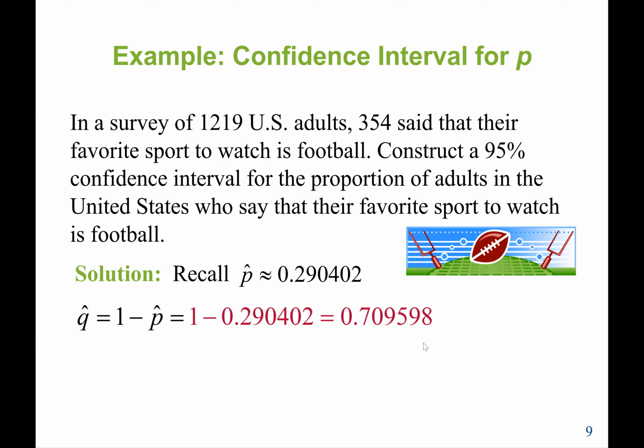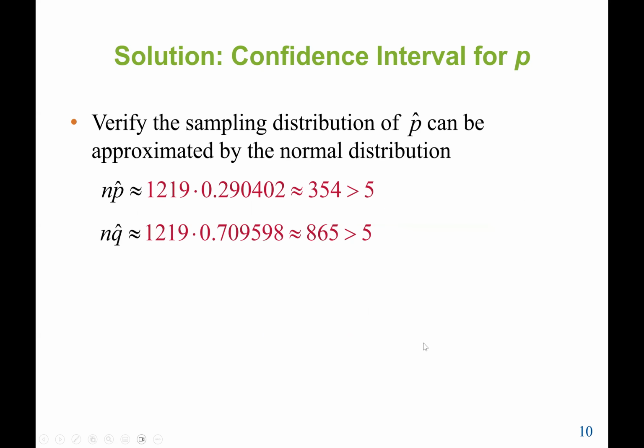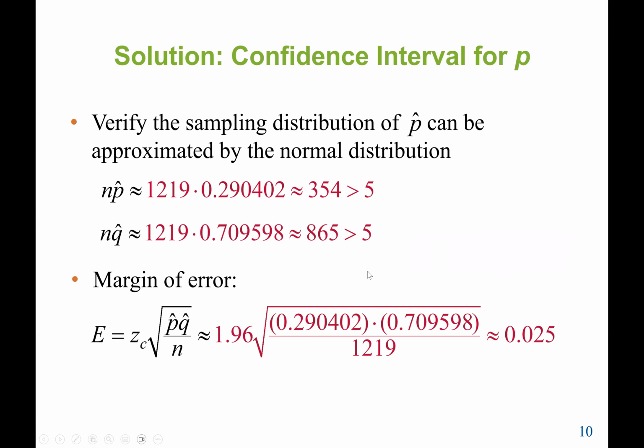0.709598. Now, we also need to check our condition, if np hat and nq hat are greater than or equal to 5. And here, we saw that 1219 times 0.290402 gives us 354, so it's greater than 5. Then 1219 times 0.709598 is approximately 865, which means it's greater than 5 also. So this means we can proceed to find the confidence interval.